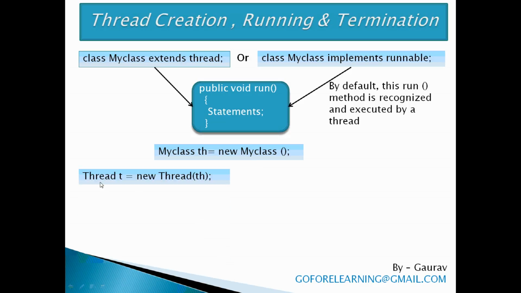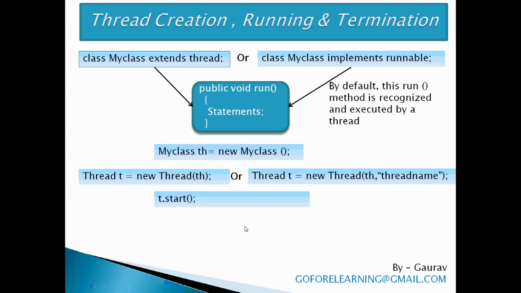Here, Thread t = new Thread(th), or we can write Thread t = new Thread(th, threadName). Then run the thread. For this purpose, we should use the start method of the Thread class, as t.start. Now you can see the thread will start execution on the object of my class. In that object, the run method is found, hence it will execute the statements inside the run method.